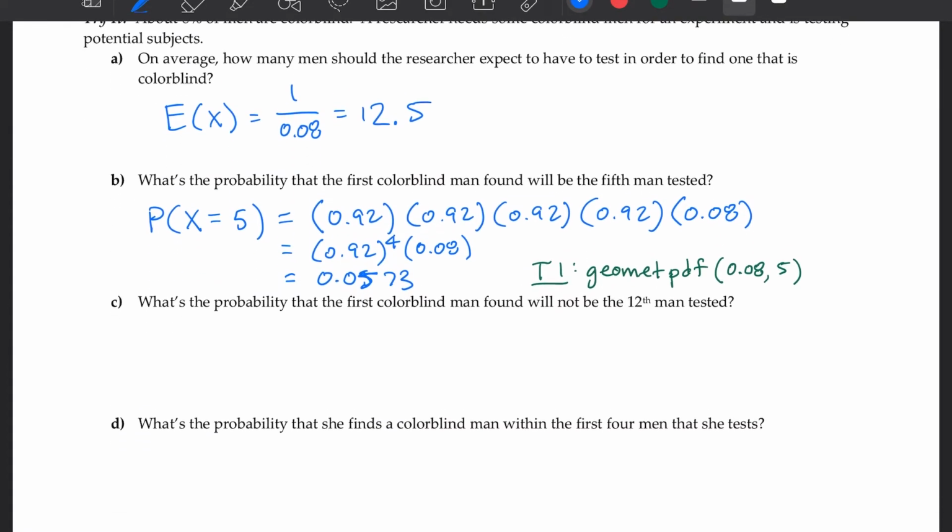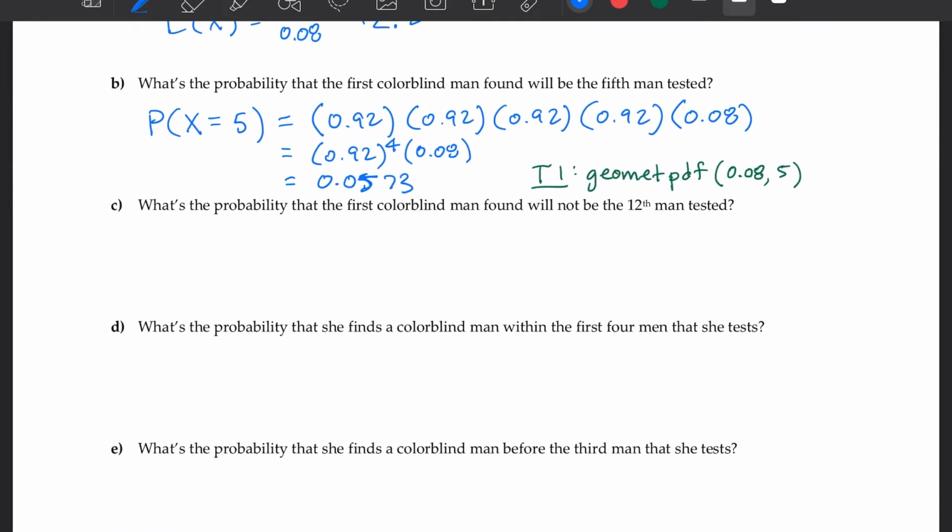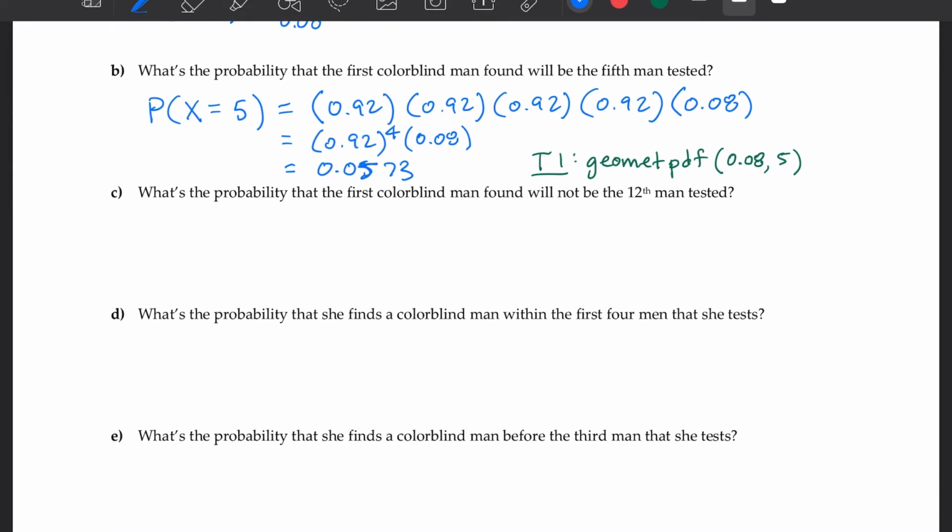What is the probability that the first colorblind man found will not be the 12th man tested? Will not be. So we're interested in here, what is the probability that X is not 12? Well, how do you think we would find that? Think for a moment.